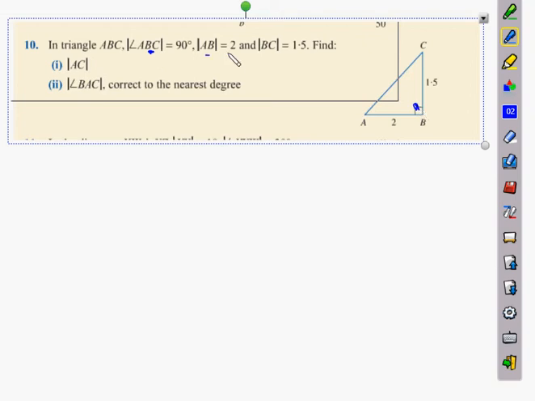AB, which is A linking to B, is worth 2. B linking to C is worth 1.5. Find the value of AC. If it's a right angle triangle, you're always allowed to do Pythagoras' theorem. So we call this X. So what should I write in for Pythagoras' theorem, Mick?